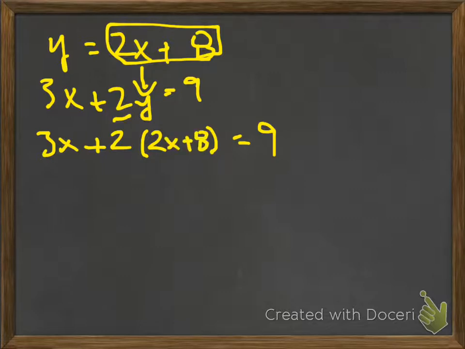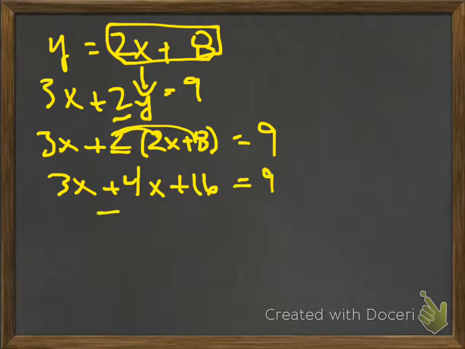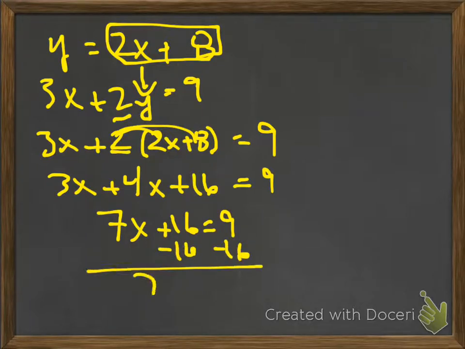2x plus 8. Now, here we have what we did in the first 6 weeks. What do you do with this 2 and the numbers inside? We should do what is called the distributive property. 2 times 2 is 4. 2 times 8 is 16. Equals 9. Then I can go ahead and combine like terms. The opposite of a plus is going to be a minus, so I'm going to subtract 16. And then finally I can divide.